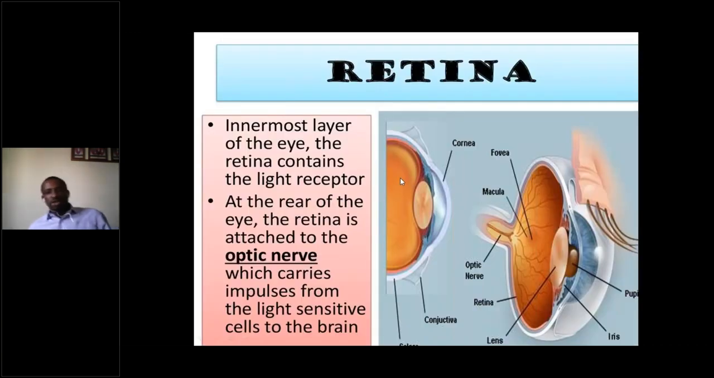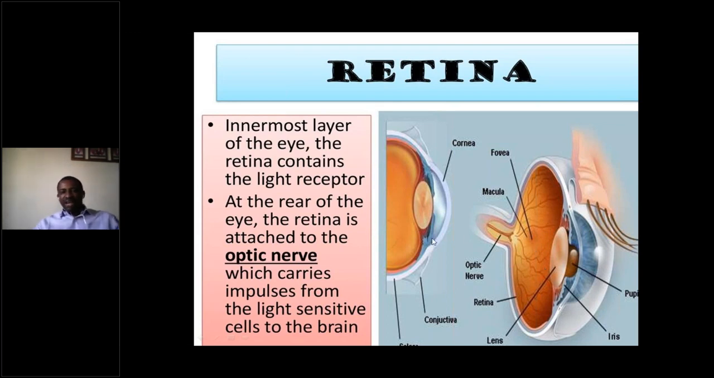Okay, so we just look at the retina. As I mentioned earlier on, we are not going into detail because of the scope of the course. So we look at the retina. This is the retina. It's the innermost layer of the eye. If you eat the eye of a goat, you see that watery part. So that contains the light receptors.